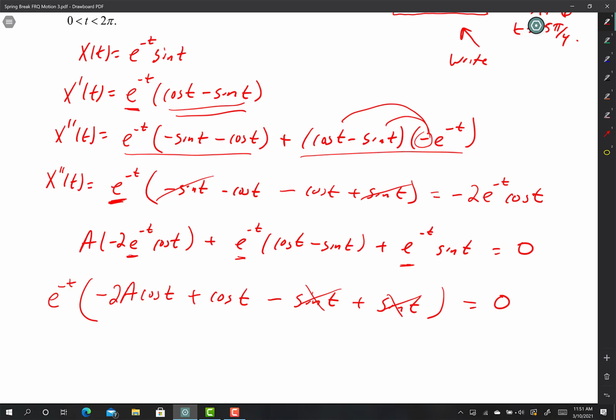All right, let's factor out a cosine t, guys. E to the negative t cosine t, parenthesis, negative 2a plus 1. Yay, we got it. Those guys are so tricky.